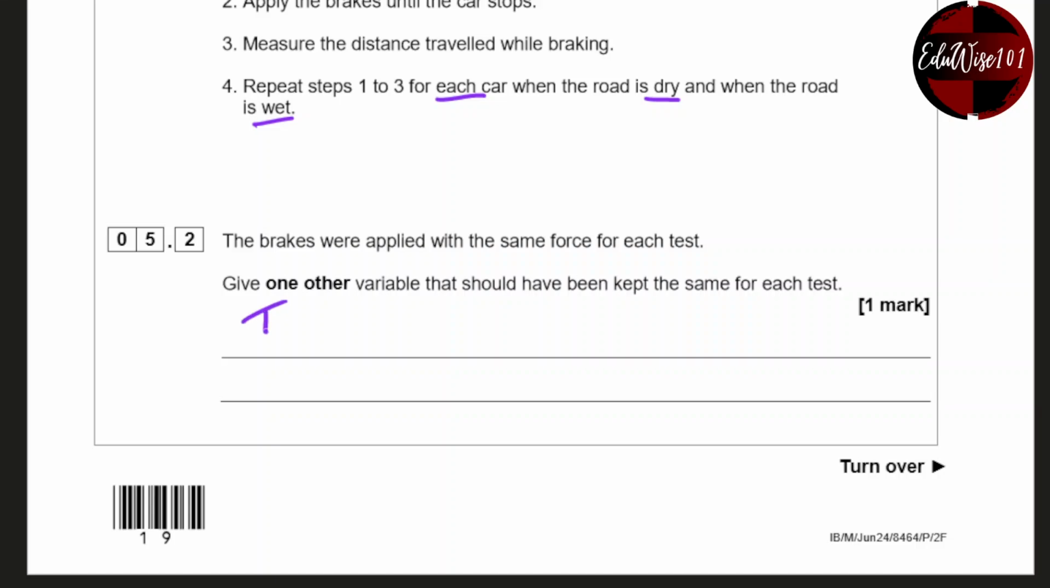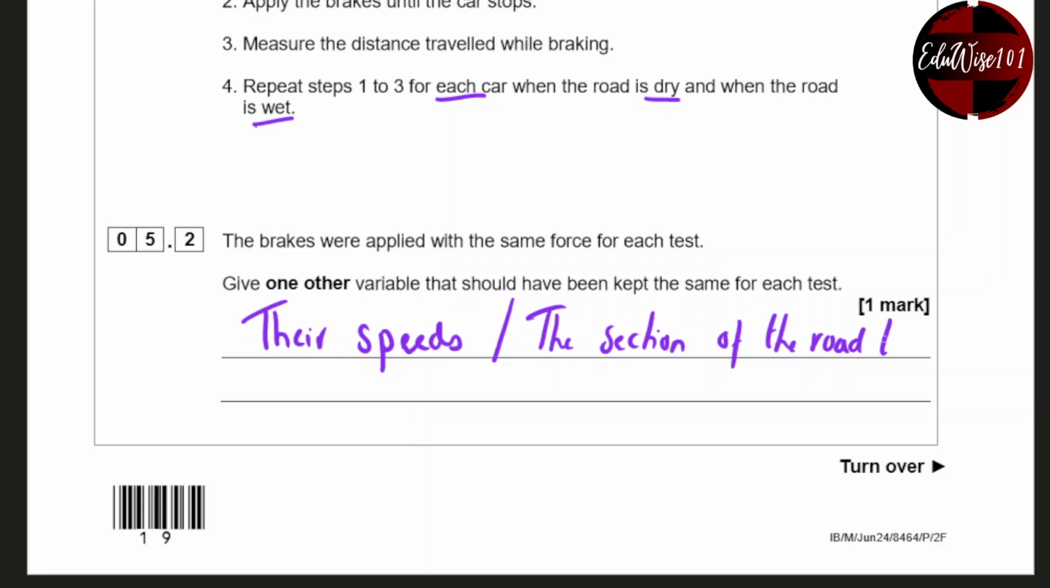So, their speeds, right? You could say before braking. You could also say the section of the road that they are testing, the section of the road tested. I'm pretty sure you can say the mass of the car as well.